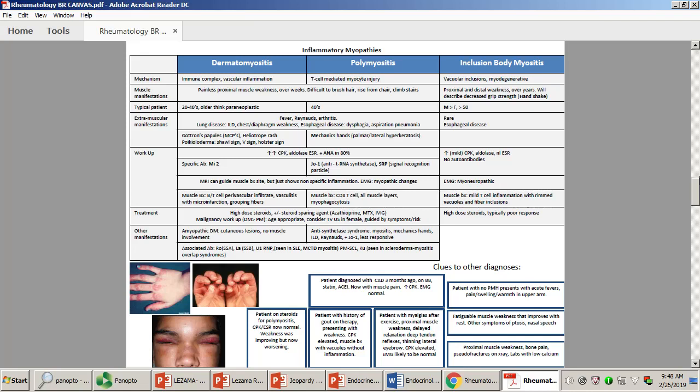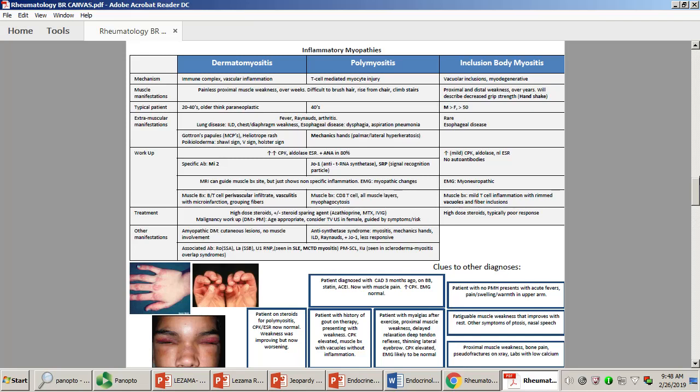So how do we diagnose it? An MRI is oftentimes very helpful to show the areas of inflammation, so that'll help guide the surgeons in getting a good sample for a muscle biopsy. And then you can also do an EMG looking for myopathic changes.